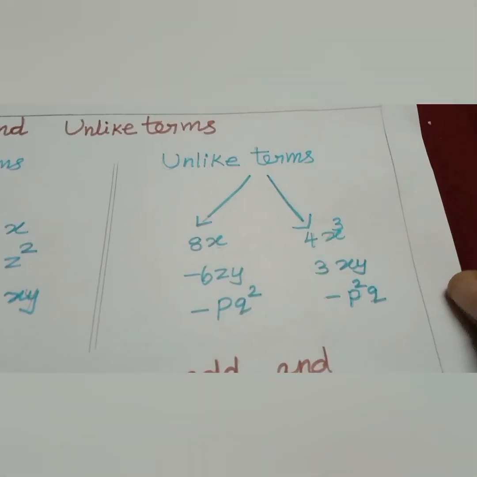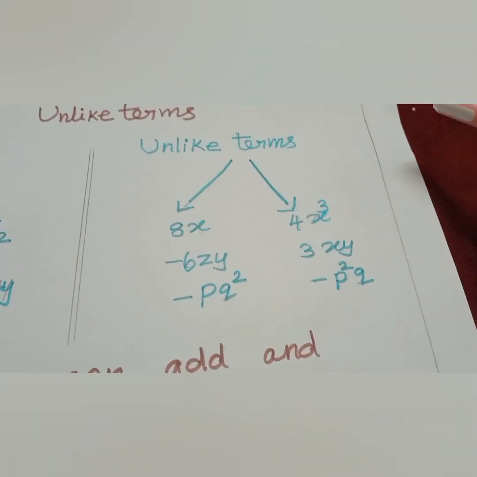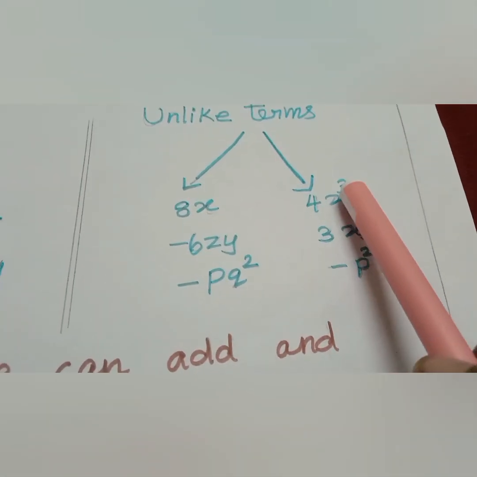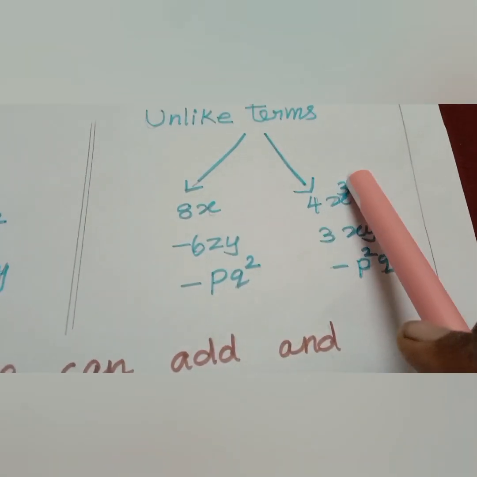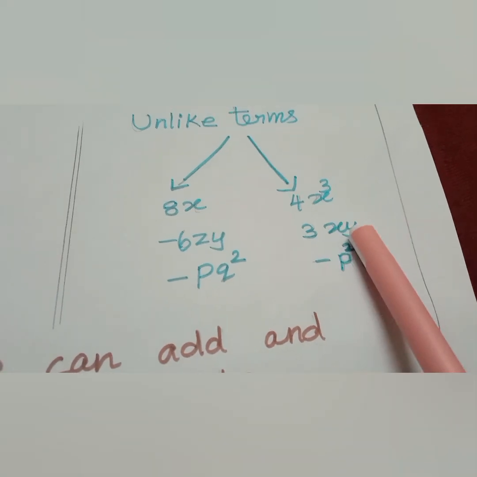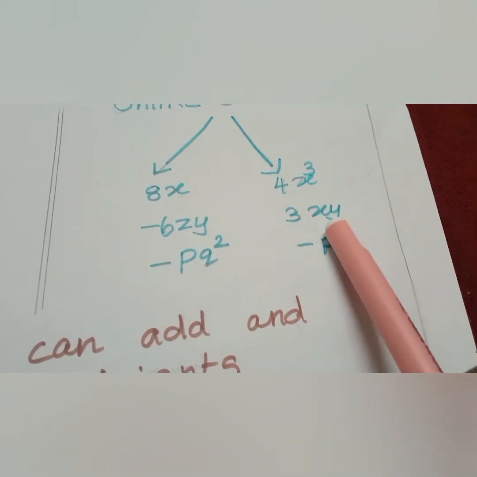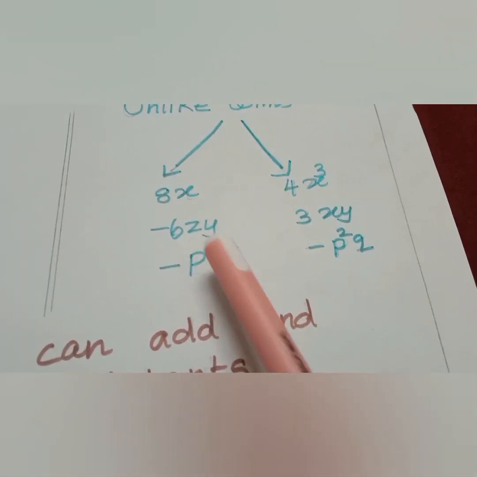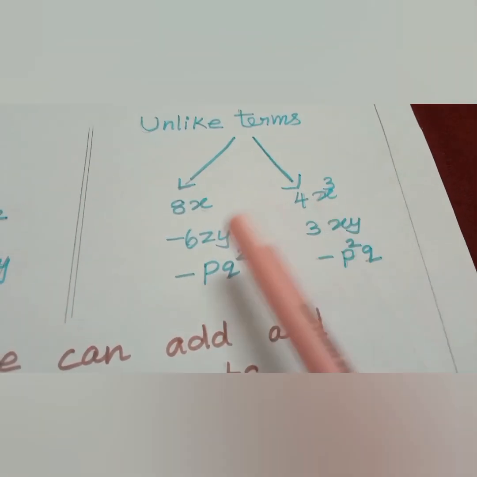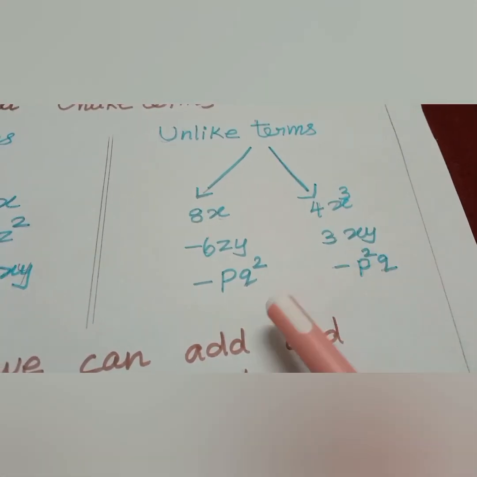But unlike terms have different variables, or the same variable with different powers. See, 8x and 4x cube: the variables are the same but the powers are different. Here the power is 1, here the power is 3. Minus 6zy and xy: the variables are different. Minus pq squared and minus p squared q: the power of p is 1 here and 2 there. So these are called unlike terms.